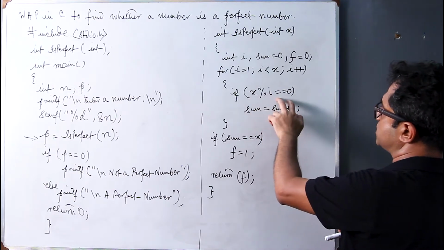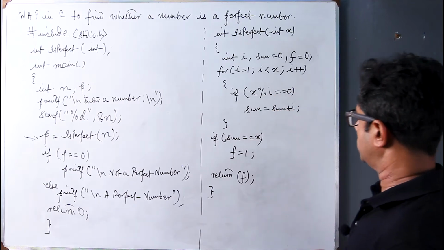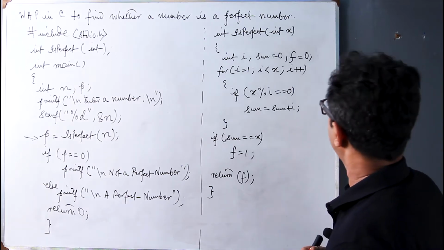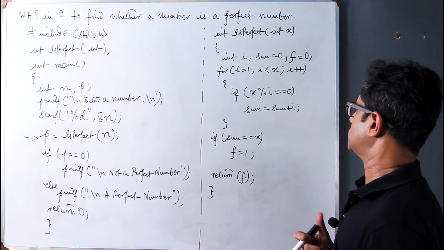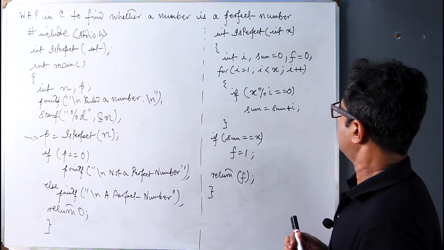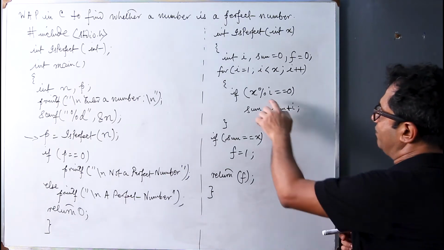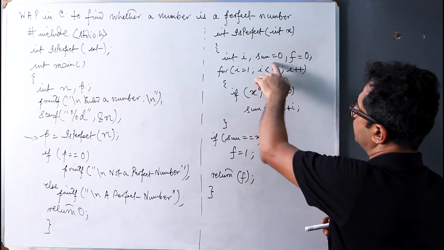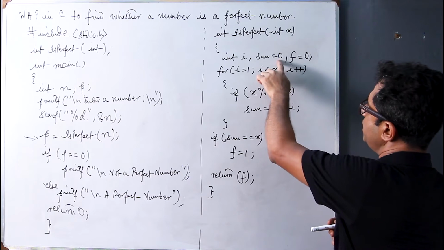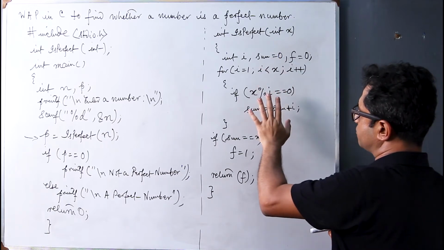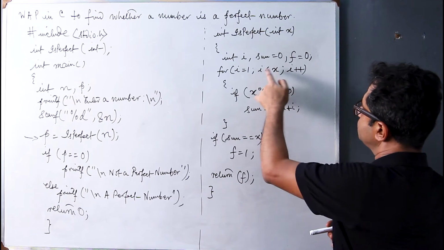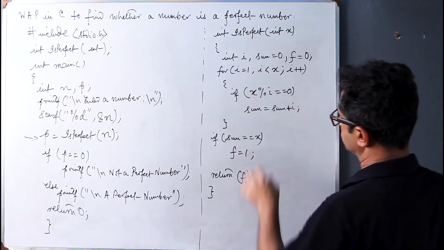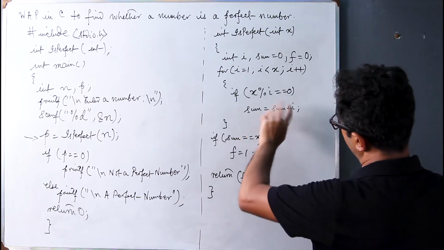If it yields 0, then we can conclude that there is no remainder in the operation. So the number i perfectly divides x, and i will definitely be a factor of x. In that case, we consider it a factor, and the value of i will be added to sum, which is initialized to 0 at the beginning of the function definition. So sum is equal to sum plus i, which updates the value of sum.